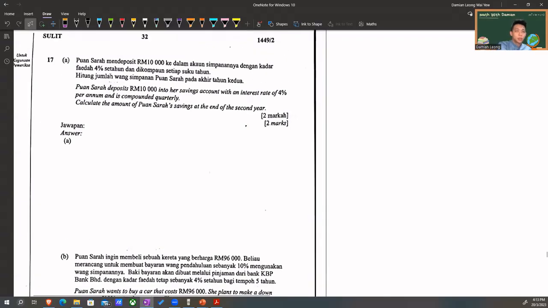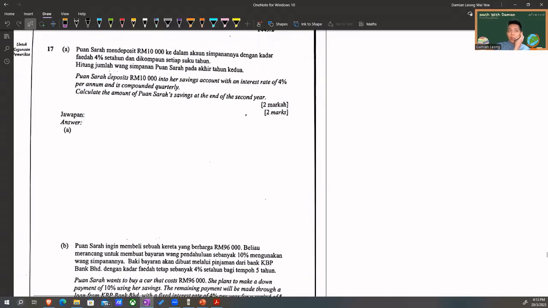Sarah deposits 10,000 ringgit into a savings account with interest rate 4% per annum, compounded quarterly. So I want the amount of Sarah's saving at the end of the second year. End of the second year means time is 2 years. Interest rate 4% per annum, compounded quarterly means n is 4 quarters in a year.